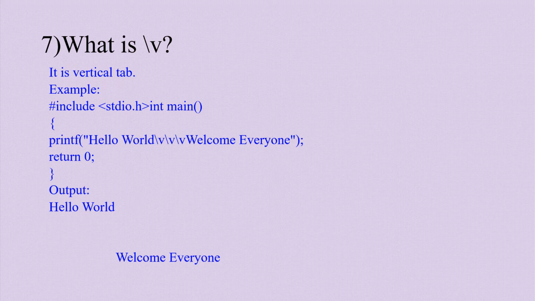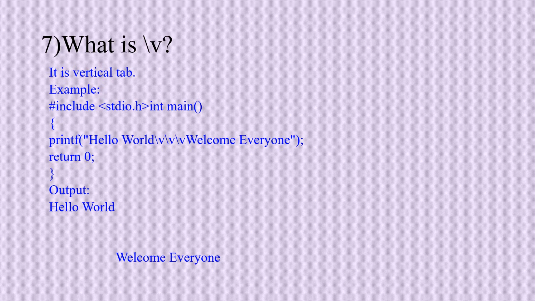Now the next one is \v. Your \t was the horizontal tab, and here \v is the vertical tab. In the same way we are using the printf statement hello world. Here 3 times again we are using \v, and the last statement is welcome everyone. Whenever you execute this, you will see the first word, hello world, will come, and then 3 vertical tabs, and after that the output welcome everyone will come. So you can observe the output here, and this is how it will be displayed on your output screen.